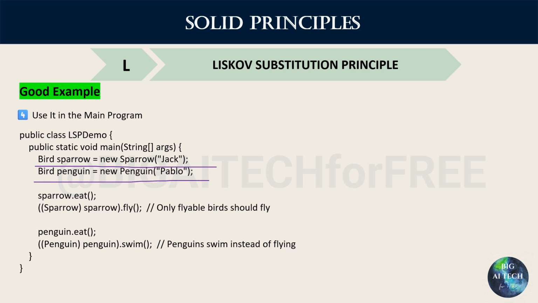A sparrow, we have a method fly. Sparrow can eat, sparrow can fly. Penguin also can eat because it's also extending the bird. It's also a bird, but it's not implementing flyable. So it has its own properties like swim. It can swim instead of flying.